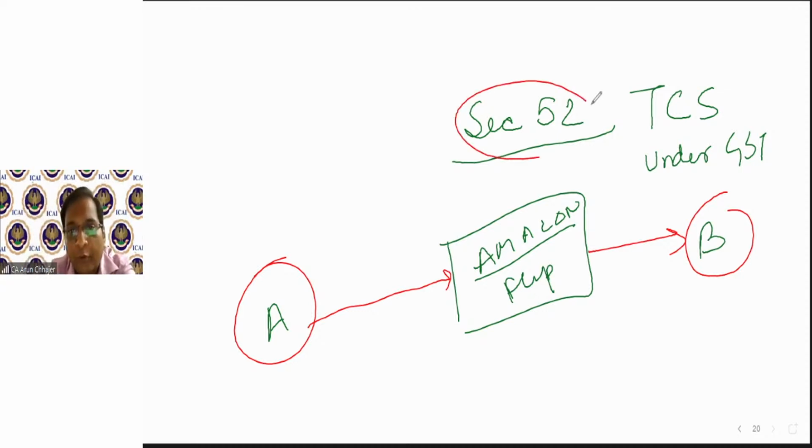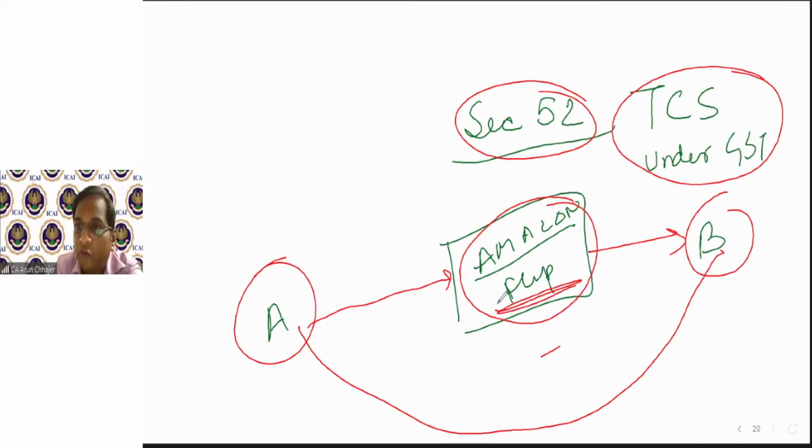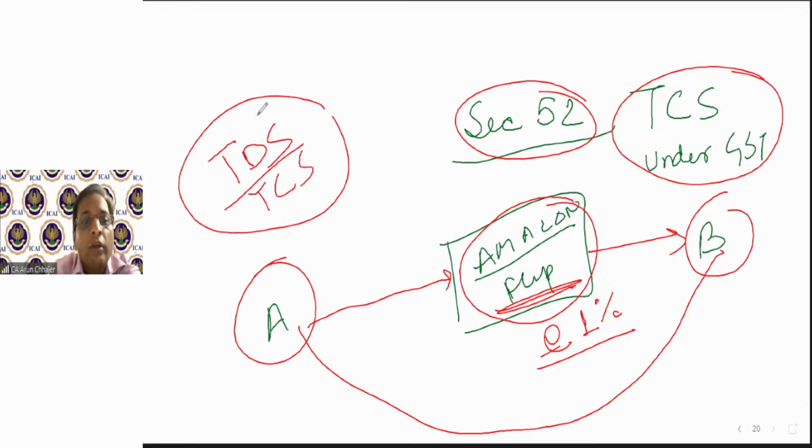Then according to this provision, Amazon has to take mandatory registration under the TCS category. What will happen? For the supply made by A to B through this platform, Amazon is liable to collect the TCS at the rate of 1%. The purpose of TDS and TCS is only to ensure that proper tax is being paid by the supplier. What is the TCS under GST? It is applicable to the e-commerce operator.